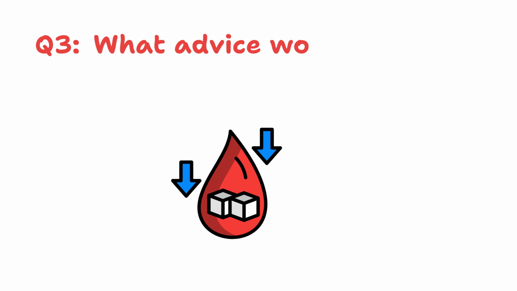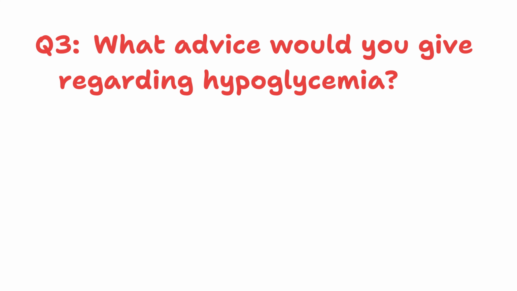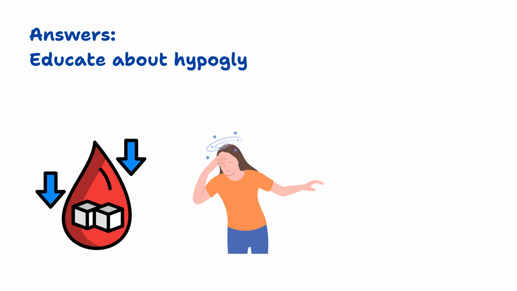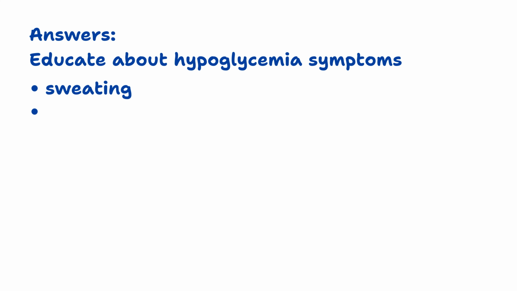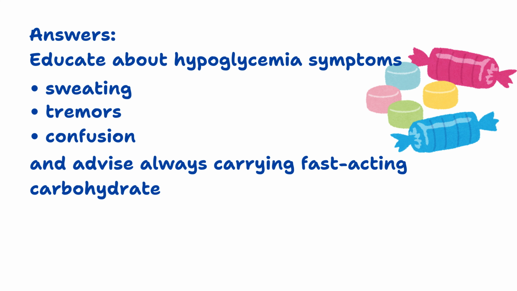Question 3. What advice would you give regarding hypoglycemia? Answer. Educate about hypoglycemia symptoms, sweating, tremor, confusion, and advise always carrying fast-acting carbohydrates like glucose tablets.